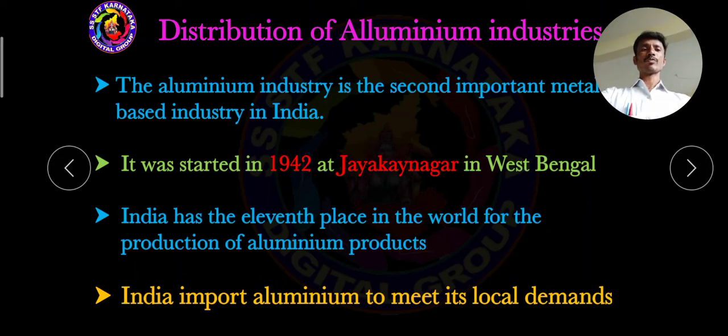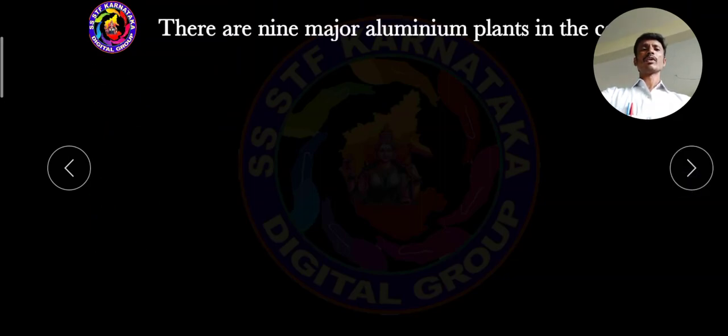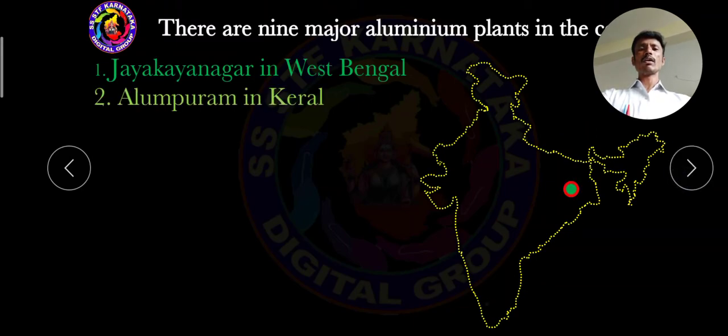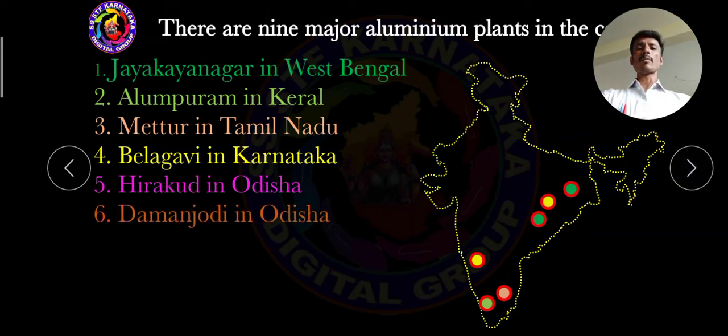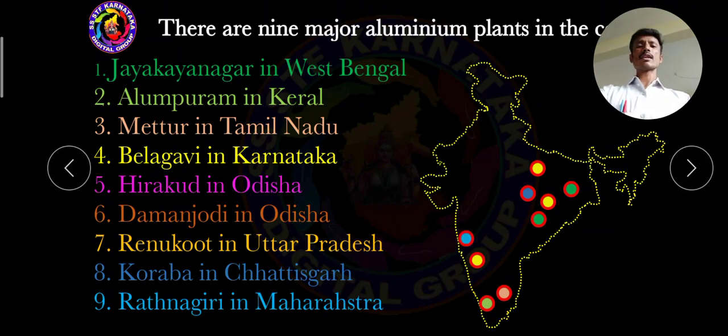So dear students, this is about the aluminium industry. And there are 9 major aluminium plants. We have to look at them: Jaykaynagar in West Bengal, Alupuram in Kerala, Mettur in Tamil Nadu, Belgaum in Karnataka, Hirakud in Odisha, Damanjodi in Odisha, Renukoot in Uttar Pradesh, Korba in Chhattisgarh, and Ratnagiri in Maharashtra. These are the 9 major aluminium plants in India.